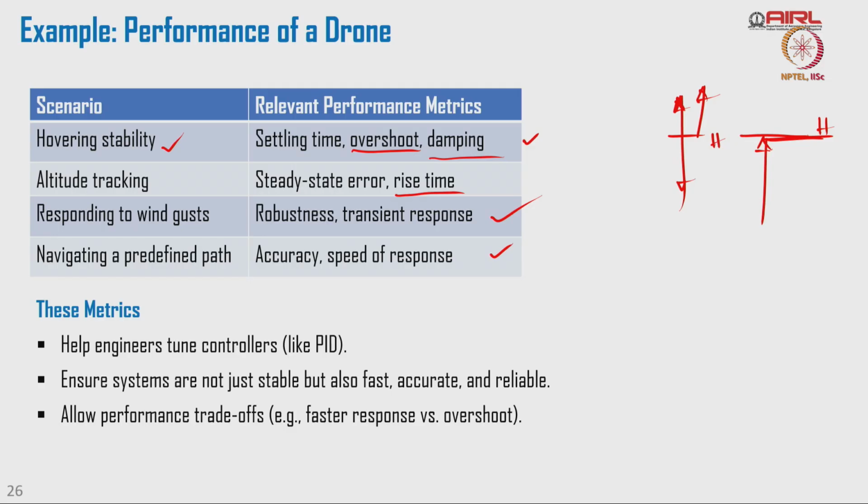As I was telling, when the control system designer or engineer is designing the controller, he should take care of all the performance metrics, whether they are in a desired limit or not. Then these metrics ensure that systems are not just stable, but also fast, which is desirable, accurate in tracking, and also reliable. They allow performance trade-offs. That means, when we are looking for a faster response, we might have to allow some overshoot in the system, and based on the system and application, these trade-offs will come into picture.